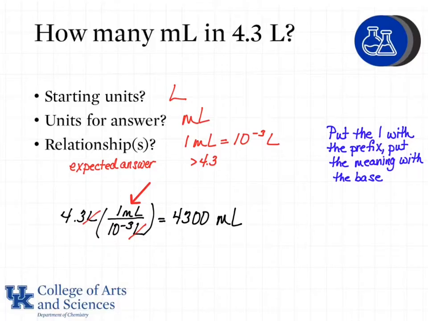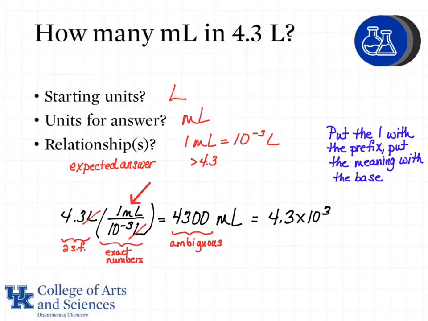I next need to look at sig figs because I have 2 sig figs in 4.3. The relationship between metric prefixes is considered a definition, therefore it's an exact number, and is not considered when determining the number of sig figs in the answer. I would call this an ambiguous number because it's not clear if those zeros are meant to be significant or not, and so we're going to rewrite this number in scientific notation to be clear about the number of significant figures. So we have 4.3 times 10 to the third milliliters, which has 2 significant figures.